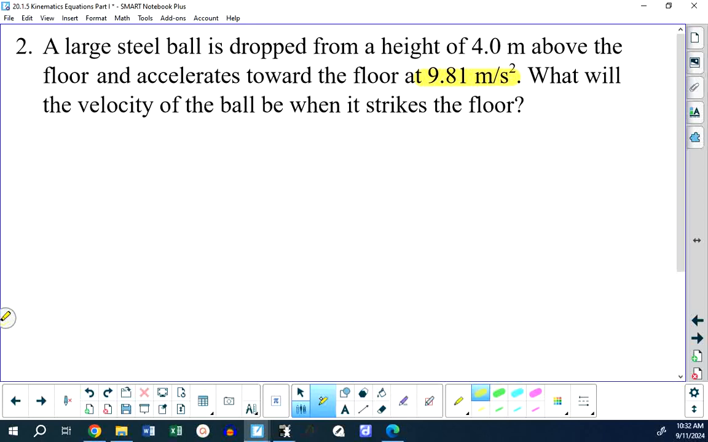Okay? If you go to Calgary, it's about 9.80. Because Calgary has a higher elevation, you're further away from the center of the Earth, there's less gravitational attraction. If you go to Mexico City, where I think the 1960 Olympics were, the acceleration due to gravity might be 9.8 something, which is why a lot of records were broken in those Olympics, because people could jump further and higher. What will the velocity of the ball be when it strikes the floor?